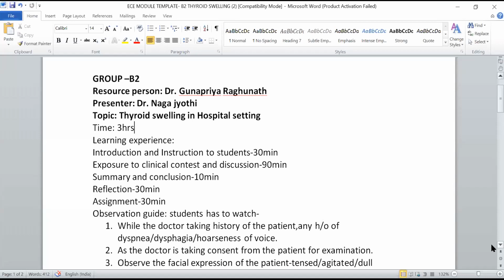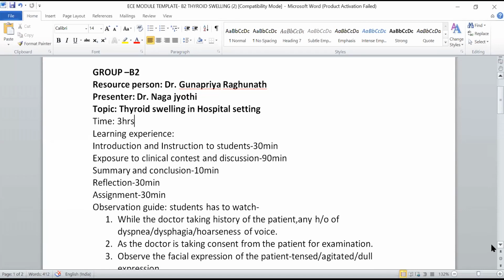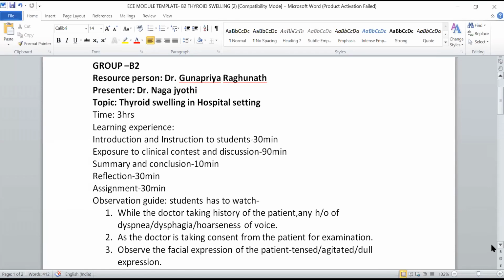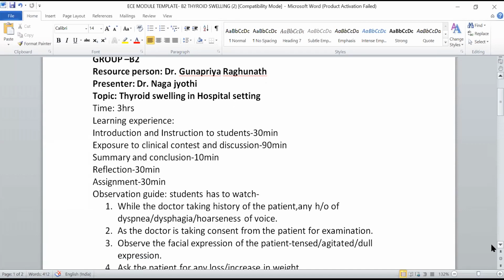The time allotted is 3 hours, of which I would like to allot 20 minutes for introduction and instruction, 90 minutes for exposure to clinical context and discussion, 10 minutes for summary and conclusion, 30 minutes for reflections and feedback, and 30 minutes for assignment.